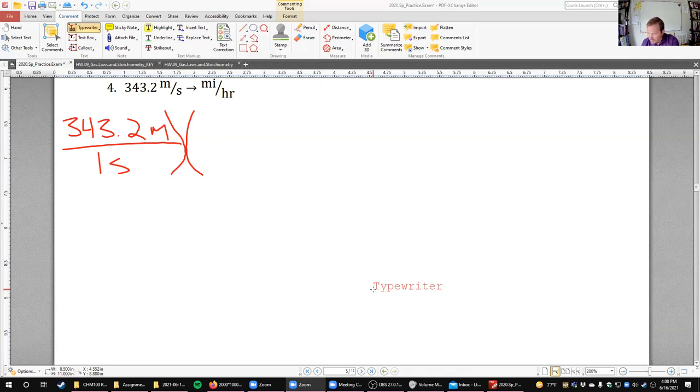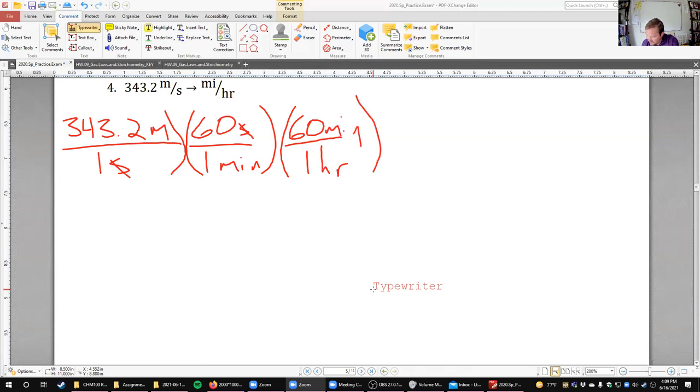So if we've got seconds on the bottom, we want to cancel that out. We can put seconds on the top. Say, okay, 60 seconds is 1 minute, and it'll still cancel out just like any other conversion. And now we're in meters per minute. We wanted to go to hours, so we went one more step. We can then say 60 minutes is 1 hour. Minutes cancels minutes. Now you're in meters per hour.